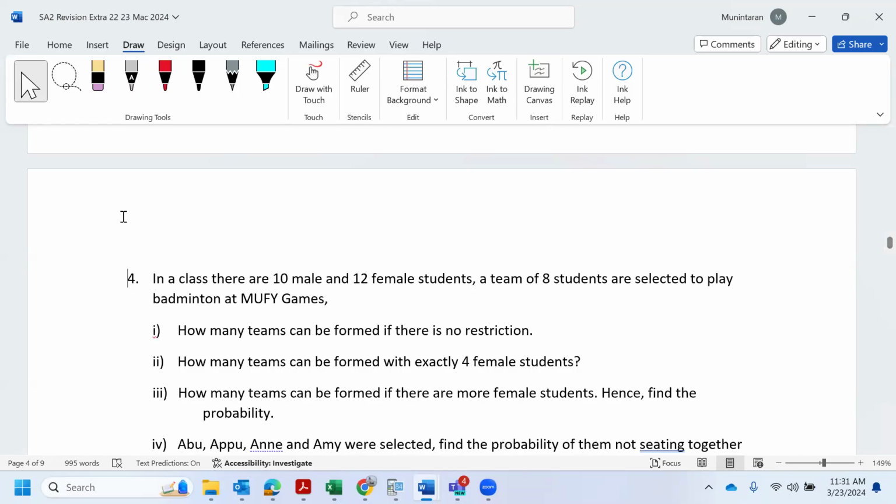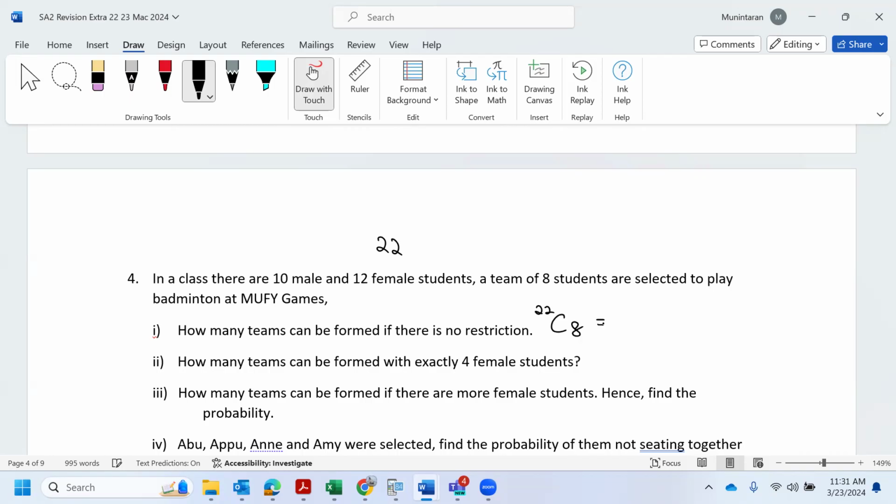All right, so that is done. All is about the basic probability. Next is your combination and permutation. You have a class of 10 male and 12 female students. A team of 8 are selected to play badminton at the MUFY game. How many teams can be formed if no restriction? No restriction is always the simplest. You add together, there are altogether 22 students.